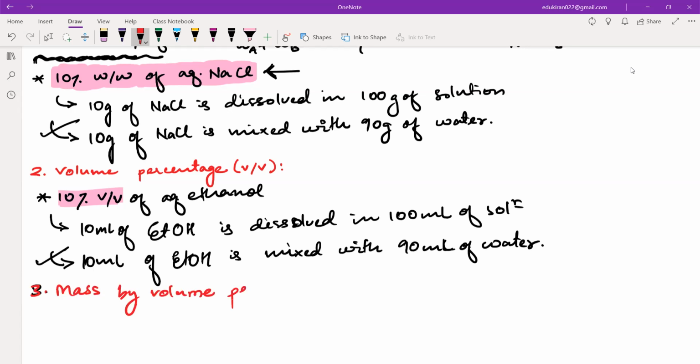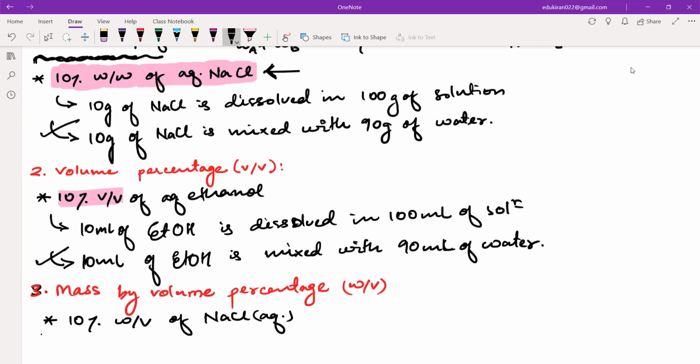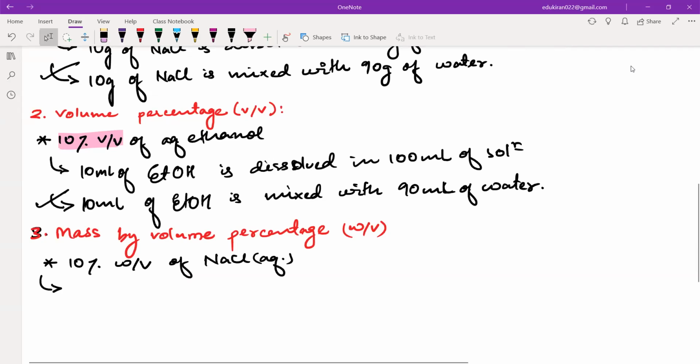Mass by volume percentage. It is given by W by V. Now, what does it mean? In mass by volume percentage, if you have 10% W by V of NaCl aqueous, this would mean only one thing. You cannot say anything other. You can just say one thing.